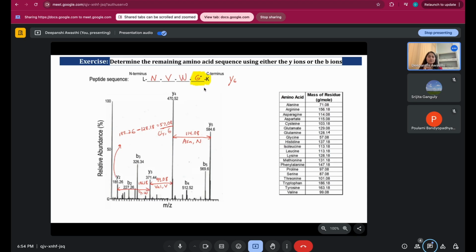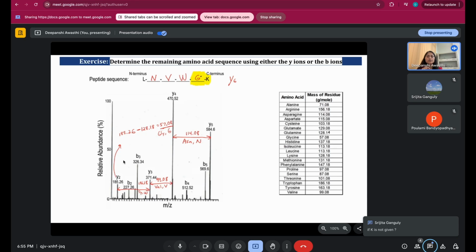So in this way we are able to identify the sequence of residues which are present in this peptide sequence. So this is the way how we analyze the spectra. In this example I have shown you how we can read the spectra from the Y side, so from the C terminal.